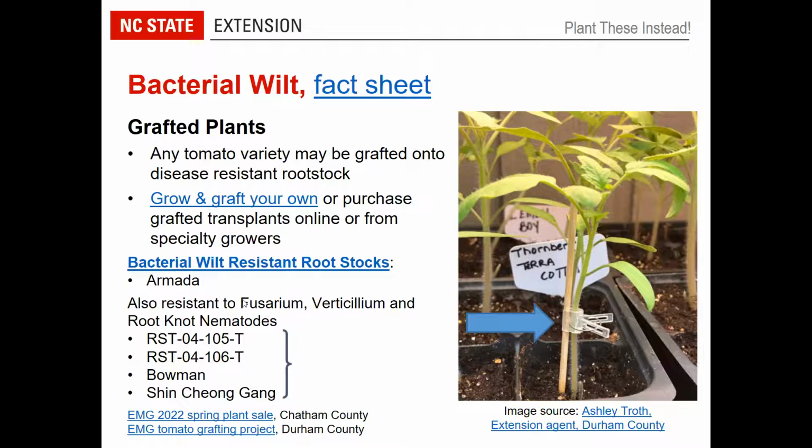But the rootstocks that are commercially available that are specifically resistant to bacterial wilt, there's one named Armada, and that's pretty much the only resistance it has. There are some other ones that have multiple resistances. These 4 have the resistance to these diseases listed here: Fusarium, Verticillium, and root knot nematode. So you get more than just the bacterial wilt resistance.